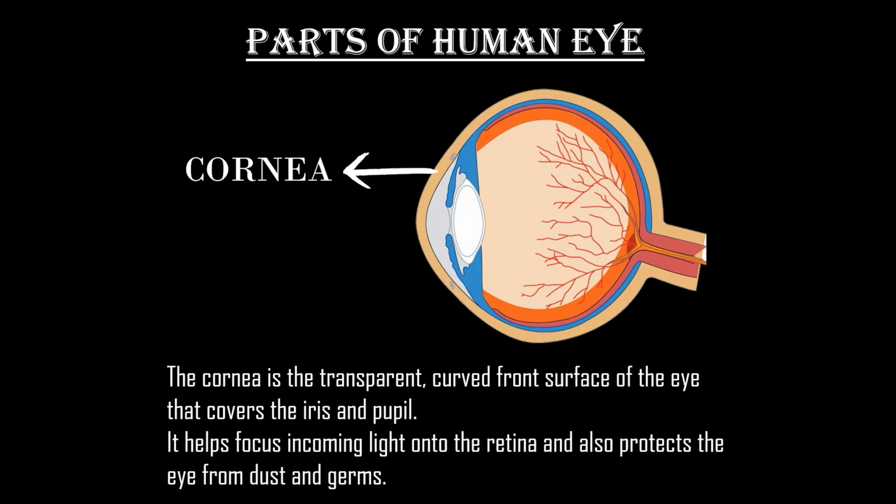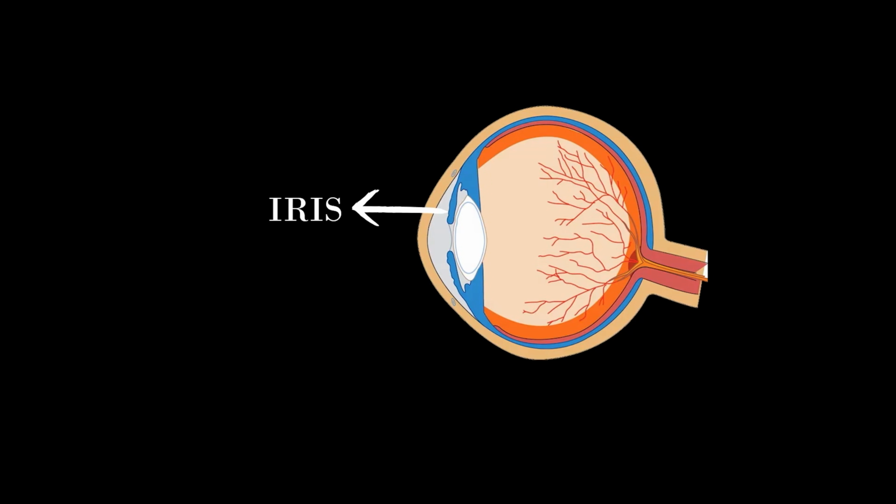It helps to focus incoming light onto the retina and also protects the eye from dust and germs. Every light which comes from the atmosphere first strikes the cornea only, and the second function of the cornea is that it protects the eye from dust and germs. This is about the cornea. Next is our iris.